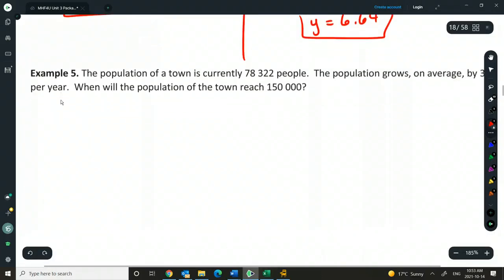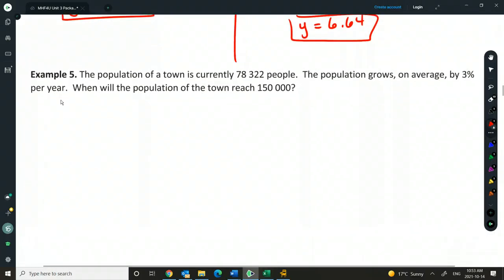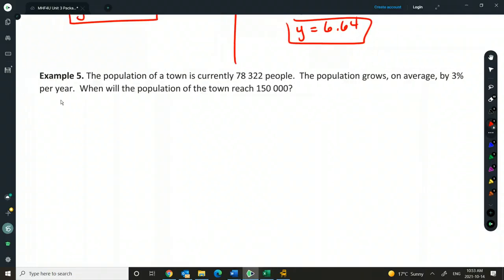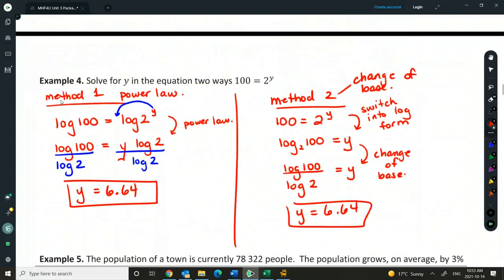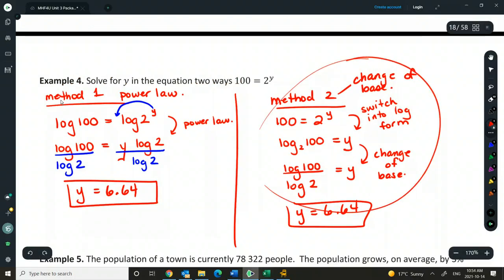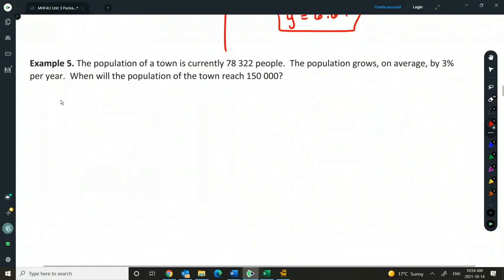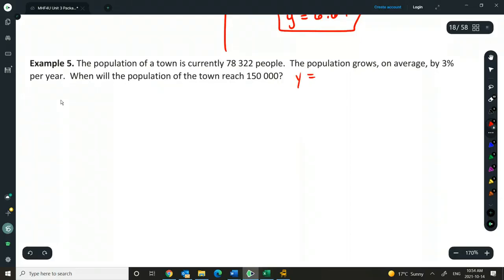Okay, we are going to do 2 quick applications here, similar to our grade 11 stuff, but maybe we'll try out our new method to solve. So the population of a town is currently 78,322 people. Population grows on average by 3% per year. When will the population of the town reach 150,000? So I'm going to use the exponential formula.